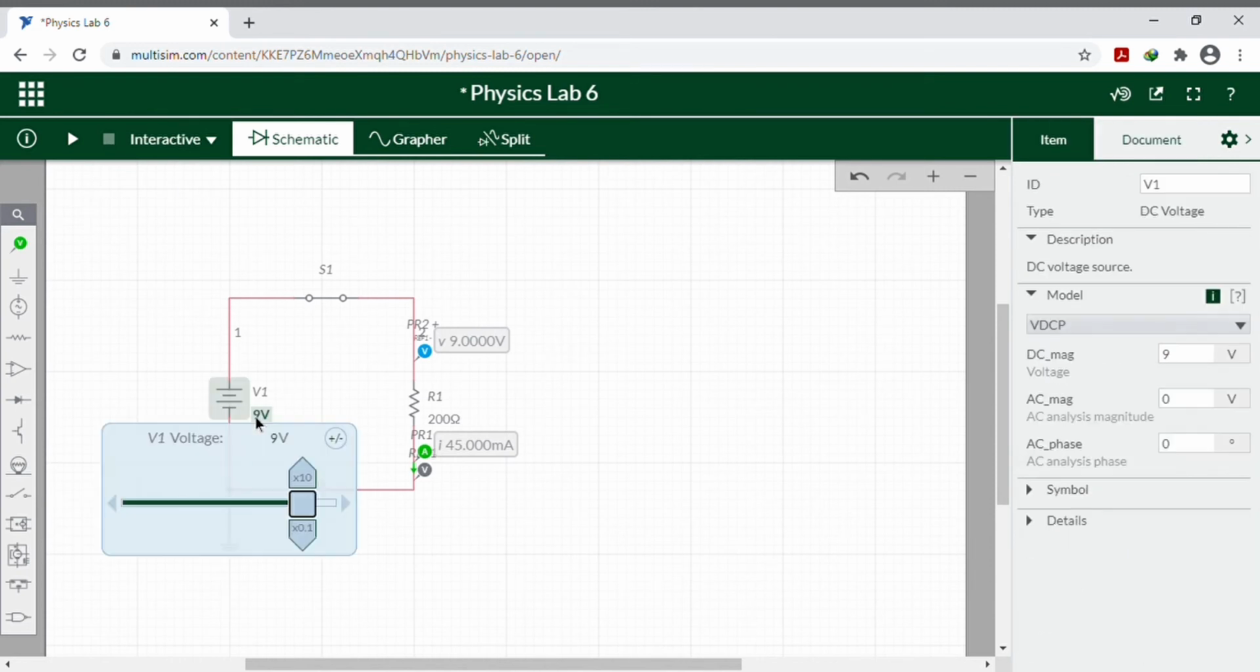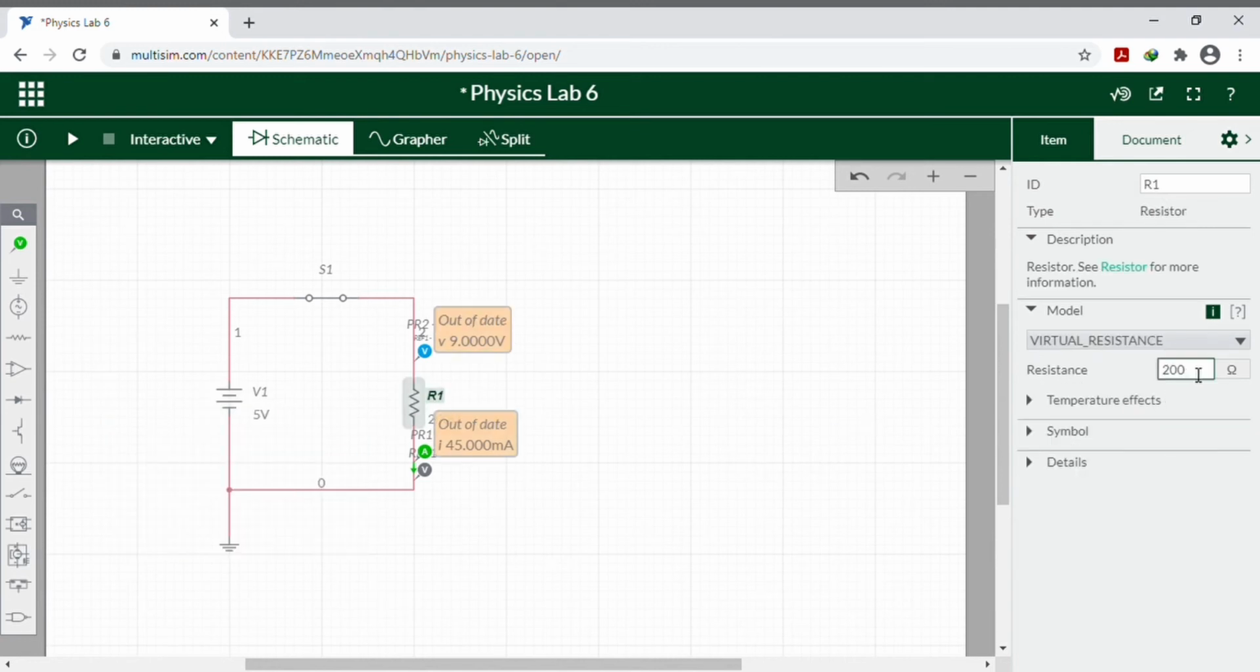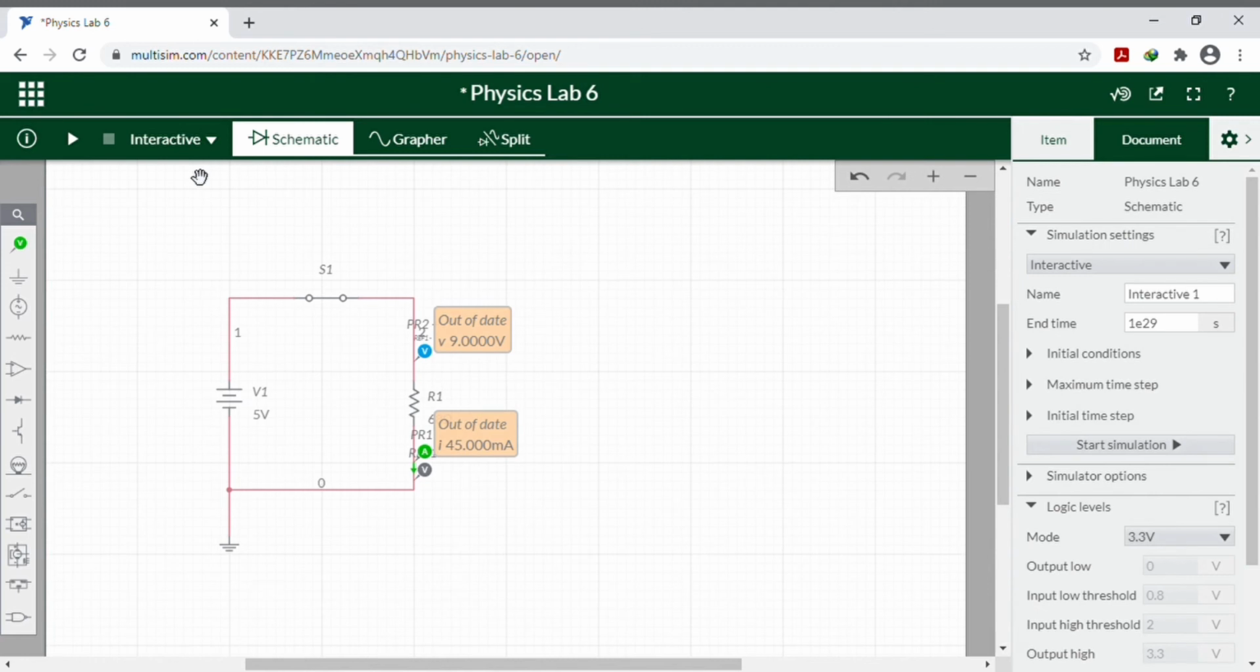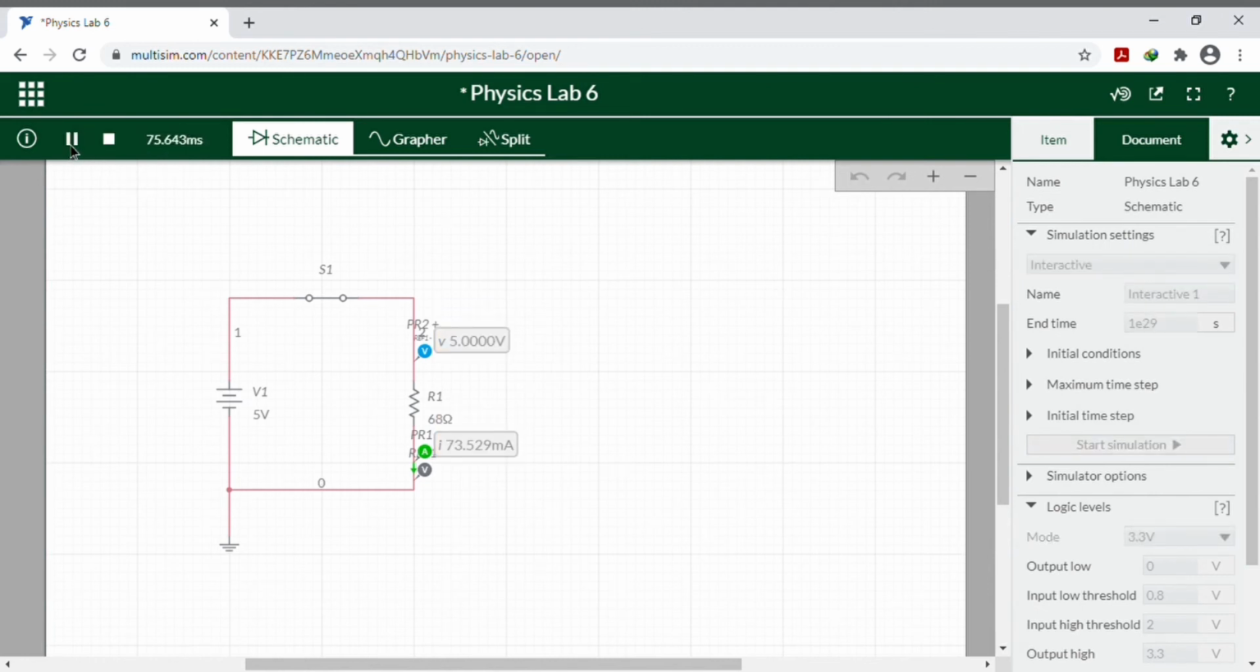Now we will change the voltage to 5, and for the value of resistance we will use 68 ohm. And we will run again. With 5 volt and 68 ohm for resistance, we will get 73.529 milliampere.